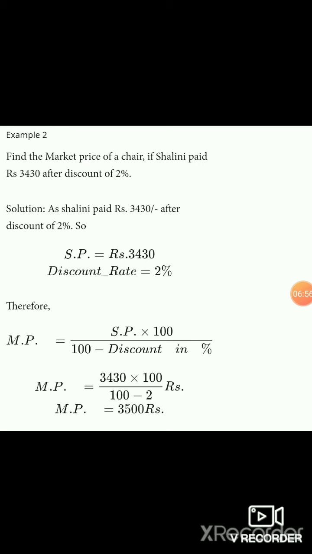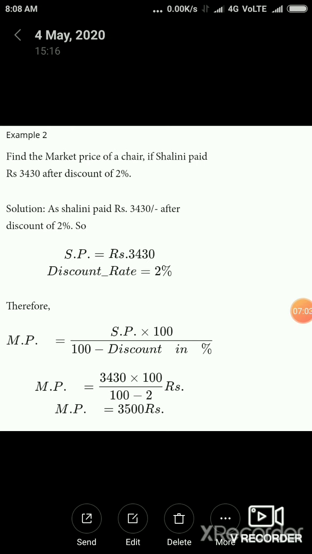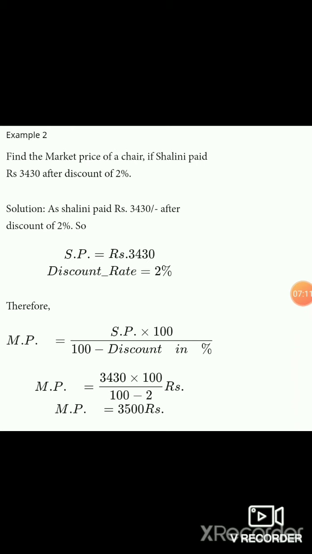How will we calculate MP? We can't calculate discount in rupees because MP is not given to you. So you have to apply the direct formula for MP. MP is equal to SP into 100 divided by 100 minus discount percentage. SP 3430 multiply 100 divided by 100 minus 2. 100 minus 2 is equal to 98. First of all subtract it and then calculate, and you will get the MP is equal to rupees 35.